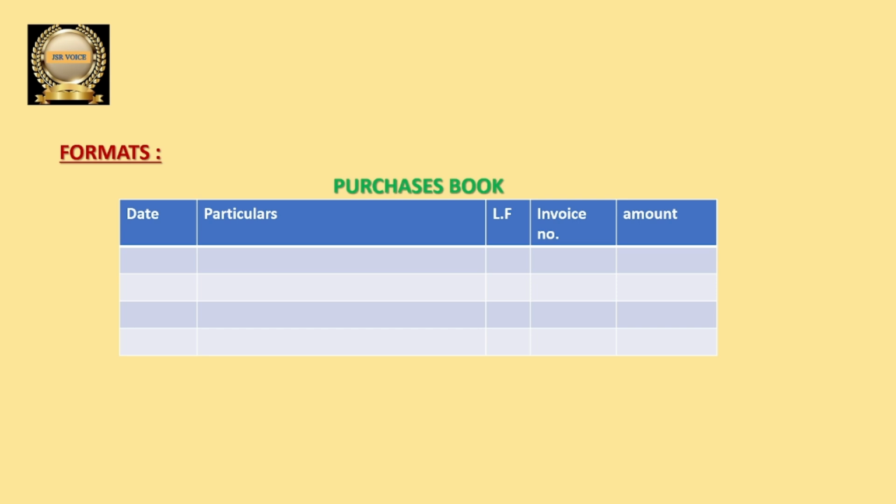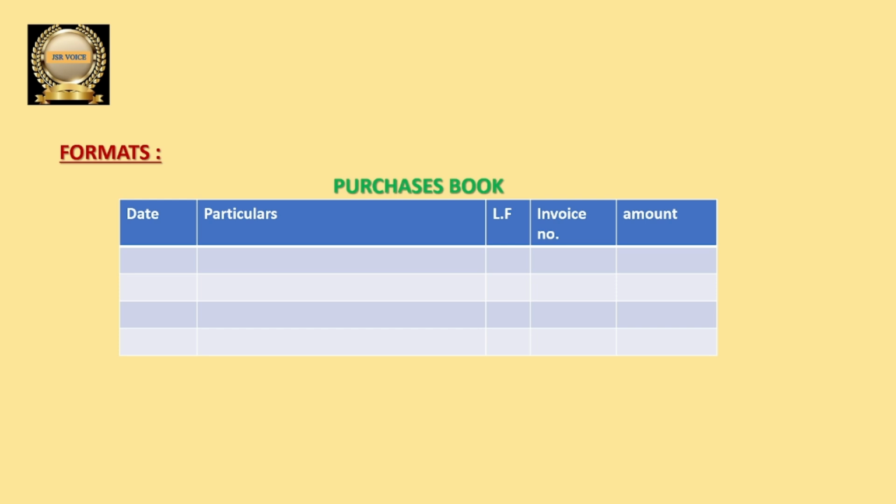Purchases book format is available now. We have to draw columns like this, as you can see on the screen: date column, particulars column, LF ledger folio, invoice number, amount. Invoice number means bill number. So if any credit purchase transaction is there in the organization, that will be recorded in the purchase book.